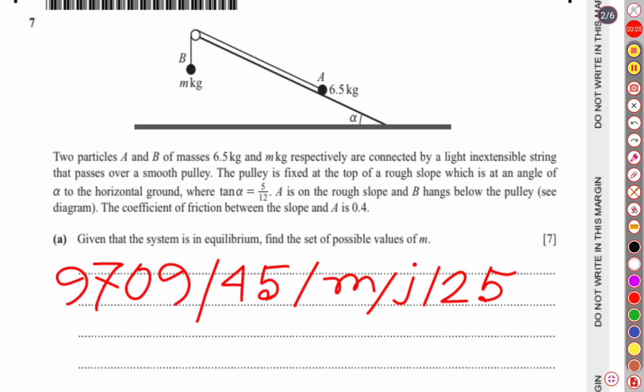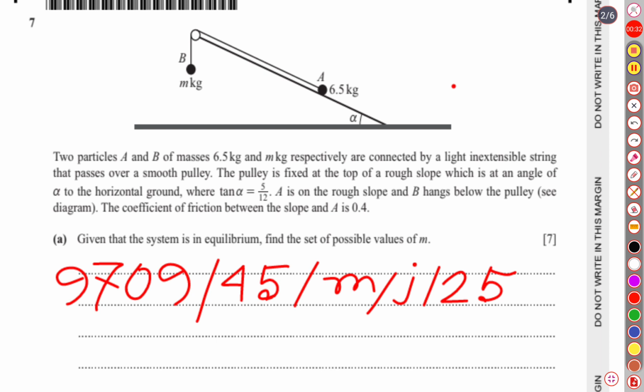Today we are going to solve some questions on forces and equilibrium. And first of all, we are going to solve a question of the same topic from question paper 9709/45 for the session May June 25. And we are going to solve question number 7. Let's see what question number 7 says.